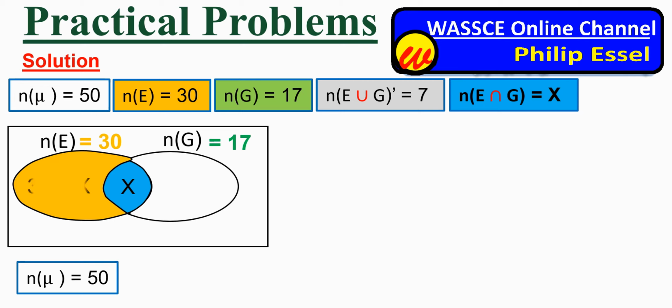Now the whole circle G is 17 students. So if you are asked to calculate the number of students that would fill the green section of circle G, what would be your answer? To do this, you would have to subtract the blue section from the whole circle G, which is 17. The blue section is x. So the green section will be 17 minus x.